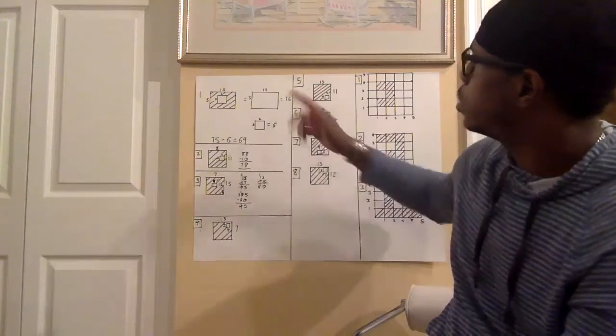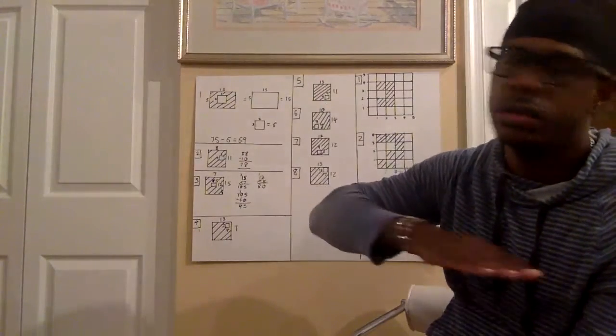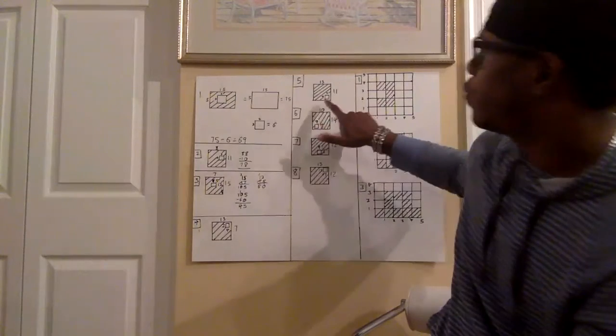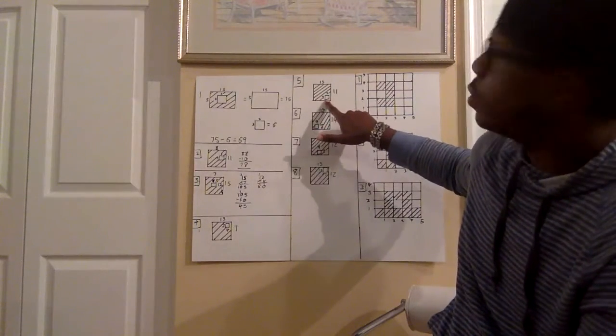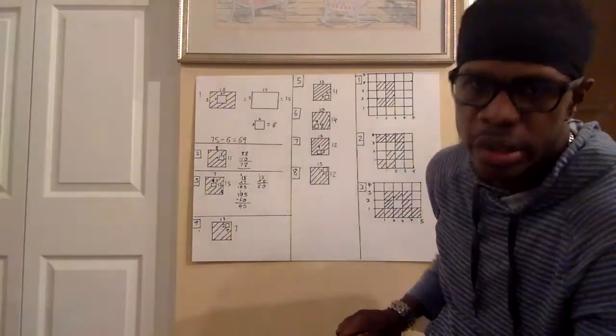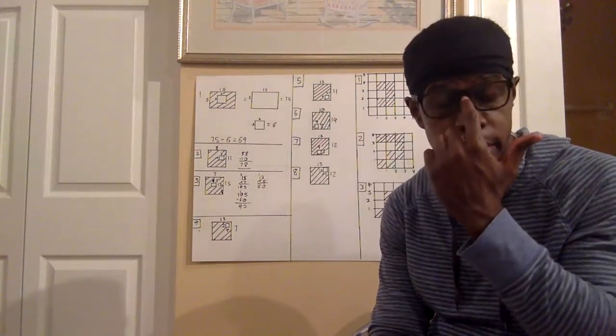For number 5, the length is 13 and the width is 11. For the small figure on the inside, the length is 7 and the width is 9. So again, pause the video after I say it, draw it, do what you need to do, and I'm going to keep going.